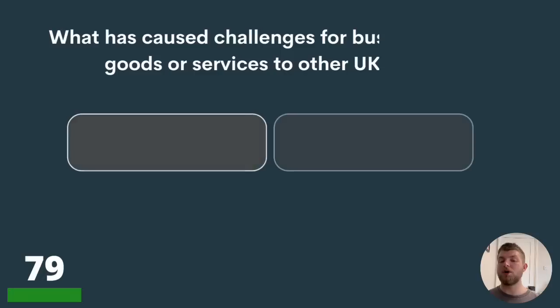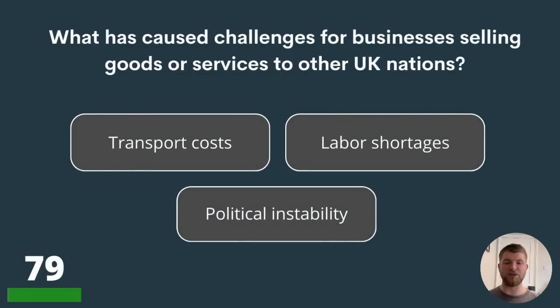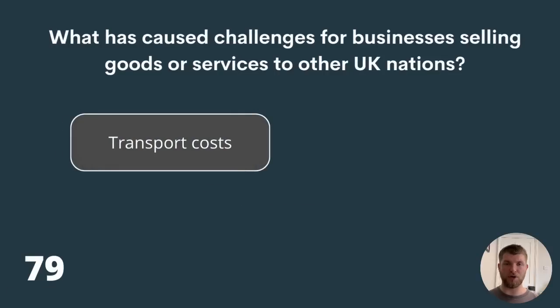79. What has caused challenges for businesses selling goods or services to other UK nations? Transport costs, labour shortages, or political instability? The answer is transport costs.